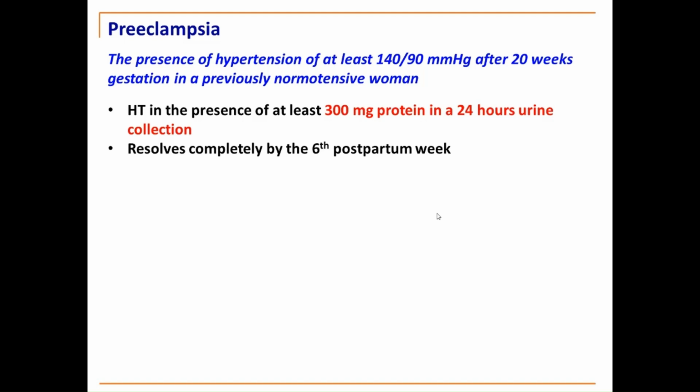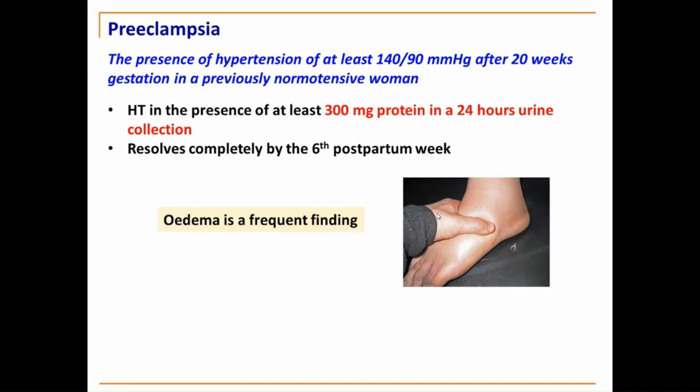Edema used to be included in the criteria, but this has been removed. It tends to resolve by about the 6th postpartum week. And like I said, edema is a frequent finding, and it used to be in there, but because it doesn't happen in all individuals with proteinuria and with hypertension, it's being taken out. But it is a common finding.